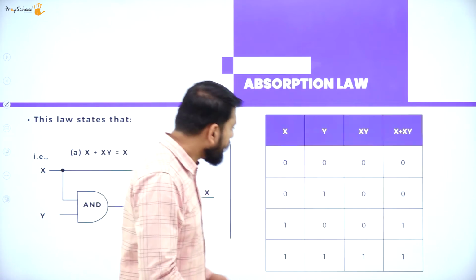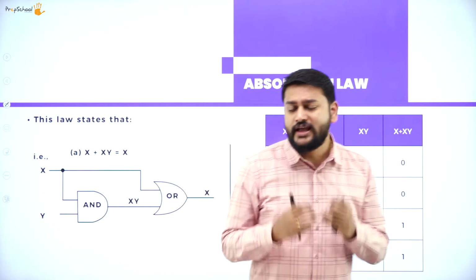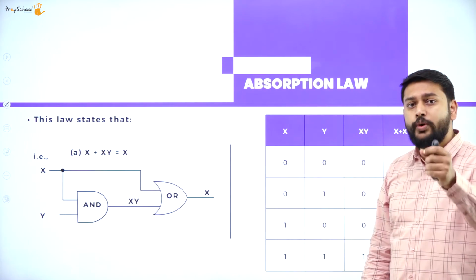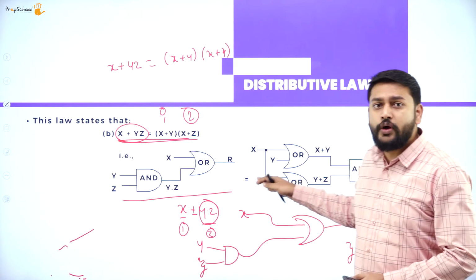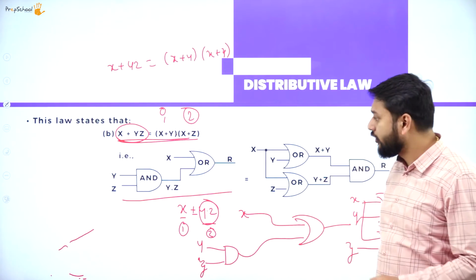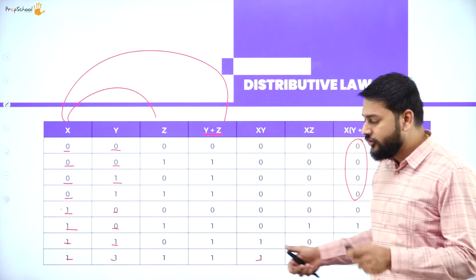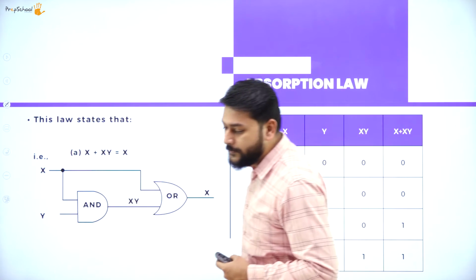All right, the same way I have the last law. What exactly is the last law that I have? The absorption law. When I have the absorption law, guys, you have to write the truth table and practice, like what I have shown with the last one, right? So in the same way you have to write the truth table for this, right? The next one that I have is the absorption law.